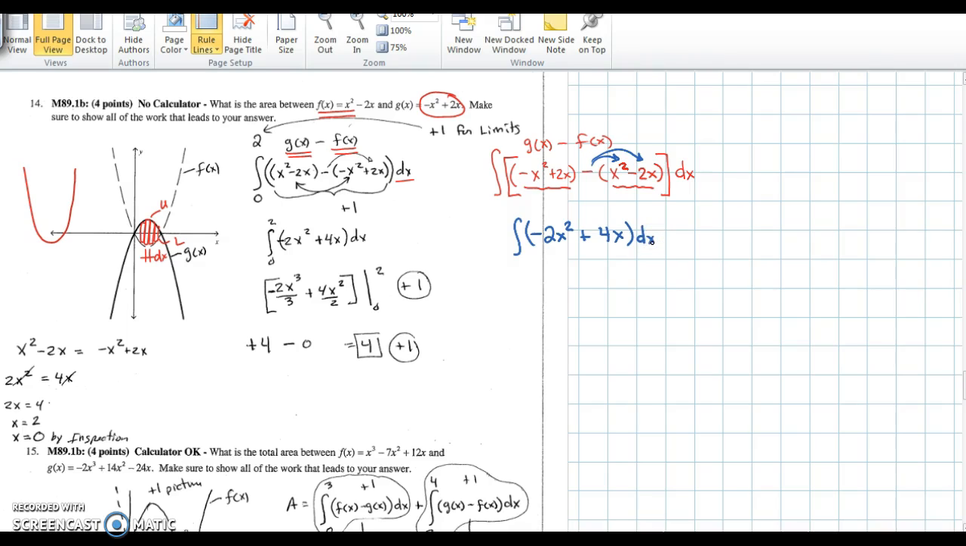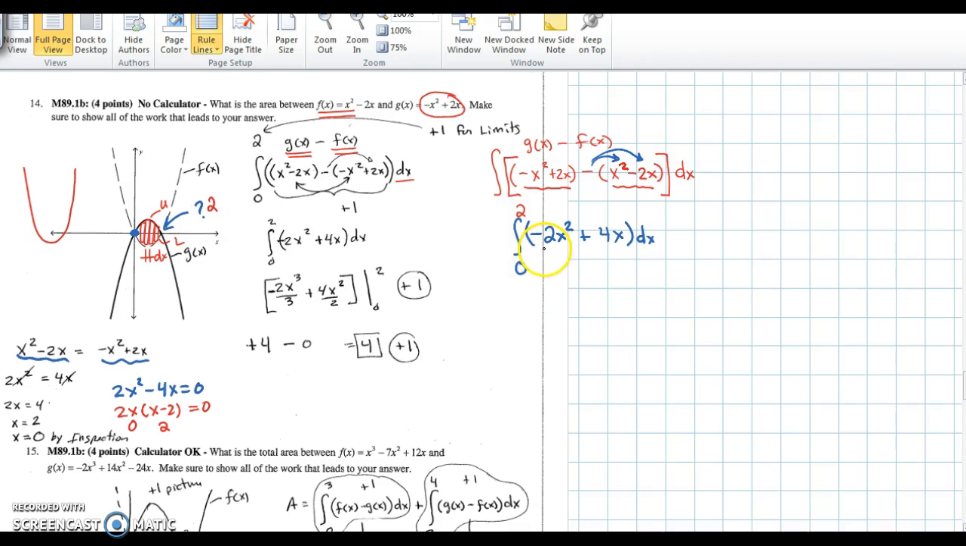We have to figure out where we're starting and ending from. By inspection, you can pretty much see that this starts at 0, but where we end is unknown. But if you set the two equations equal to each other, you get 2x squared minus 4x equals 0. This is probably the easiest way. And factor into 2x, x minus 2. Here's our 0, and here's our 2. So that means this is a 2, and we're going from 0 to 2.